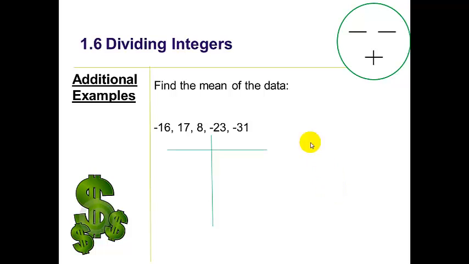So next up, find the mean of the data. We're going to look at that scoreboard method. A good example of this is we like talking about money. You know, owing $16, having $17, and earning another 8, but then owing 23. We want to talk about money because we can all relate to money. So using the scoreboard method that we talked about in the adding integers video, we're going to get all of our positives, which are here 17 and 8. And we're going to take our negatives 16, 23, and 31.